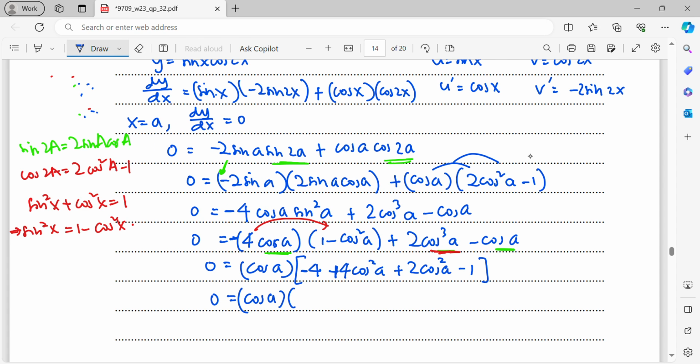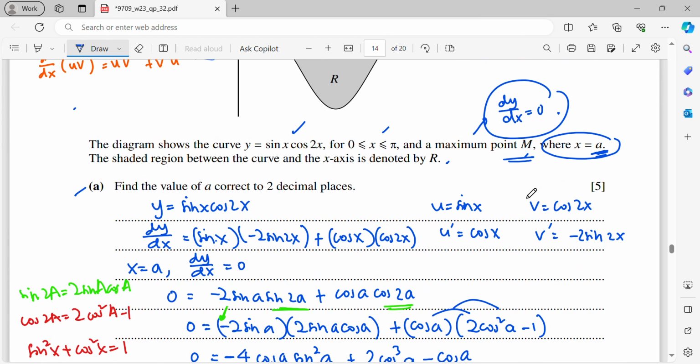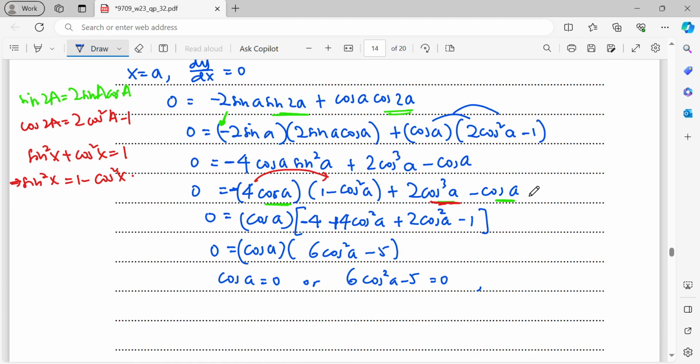So now I will rewrite. This is going to be 4 plus 2 is 6 cos square a, minus 4 minus 1 is minus 5. Right, then from here, I will be getting either cos a equals to 0 or 6 cos square a minus 5 equals to 0. Then now let's look at the question. The x is given by 0 to pi.